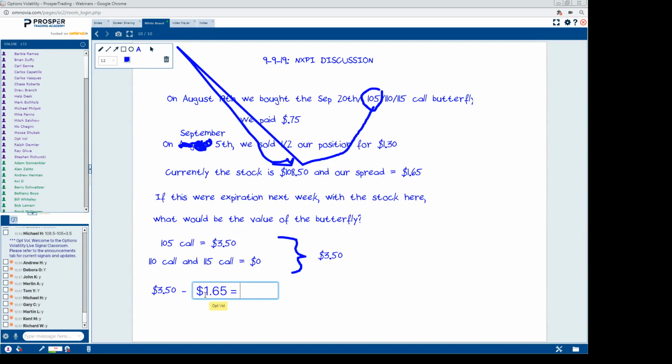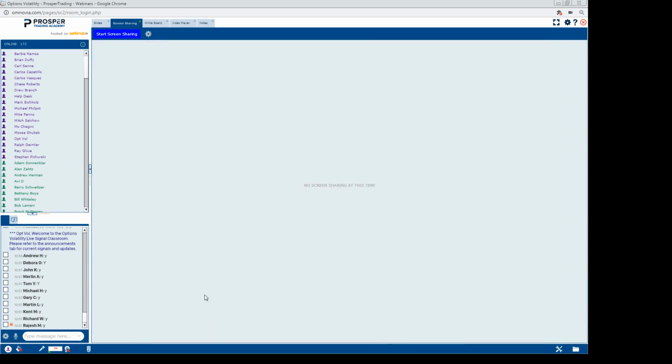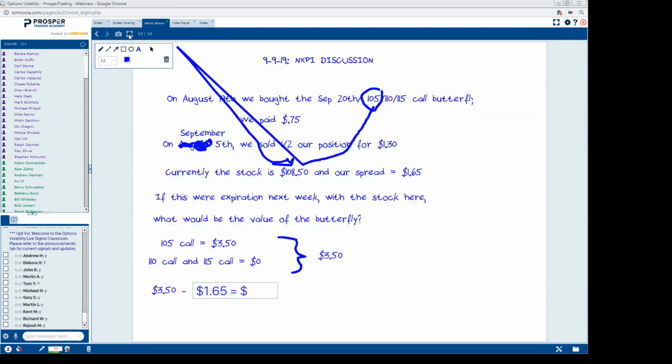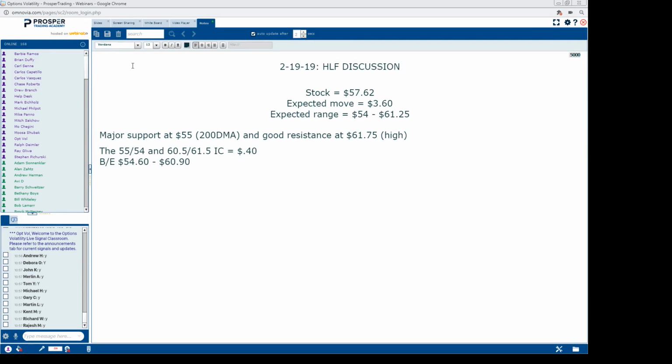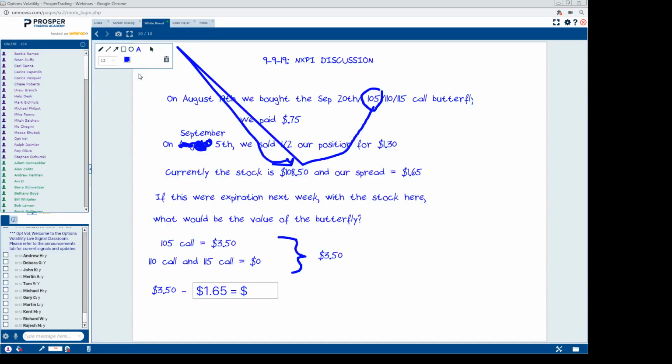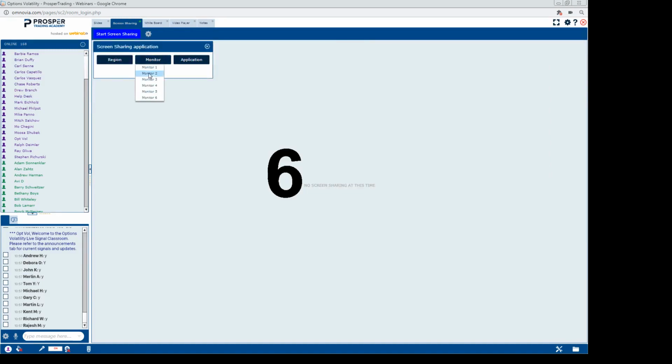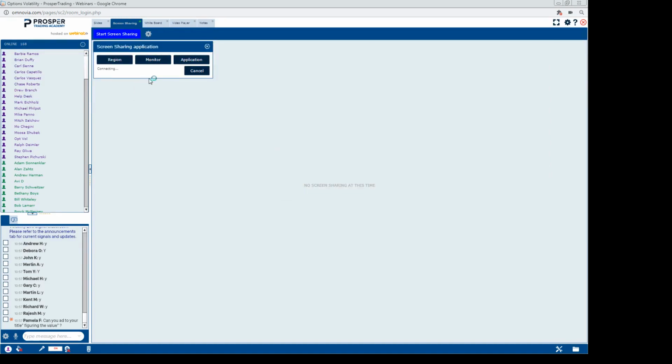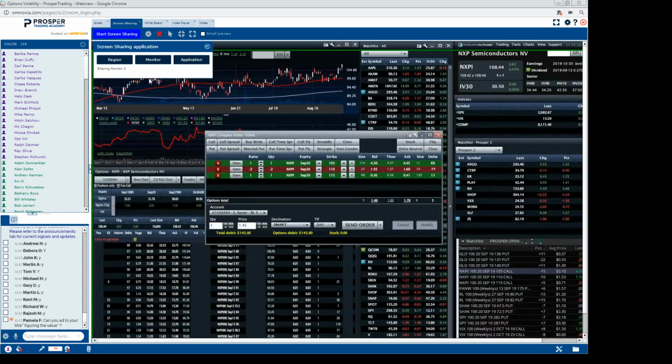So if we take the 350, it's going to be worth less the $1.65 it's trading right now. How much premium is left there? Well, that's $1.85. So that's how much premium we have left to make in this butterfly.